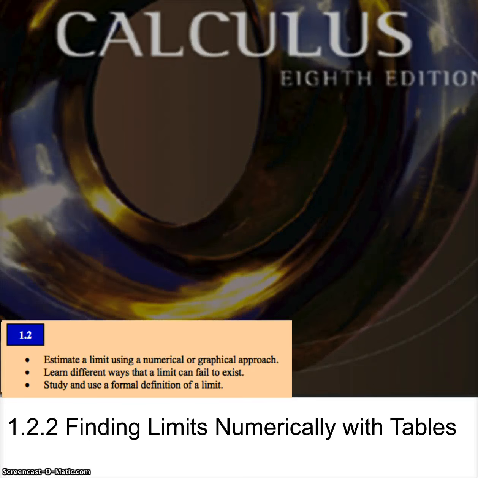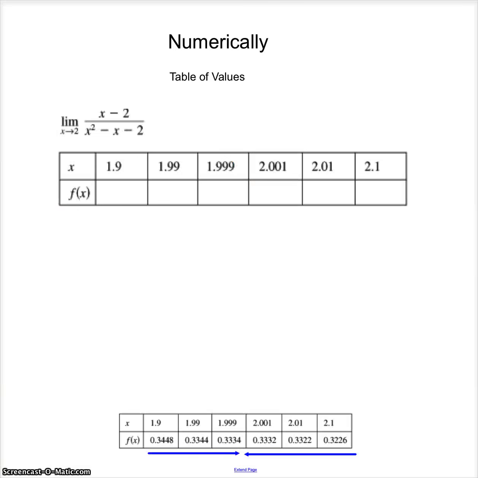Now we're going to find limits numerically in the tables. This is a very straightforward method, but it's a little tedious. Suppose I start with the limit as x approaches 2 of (x minus 2) divided by (x squared minus x minus 2). The first thing you want to notice is, where is my limit going? It's going to 2. So I'm going to make a table of values.